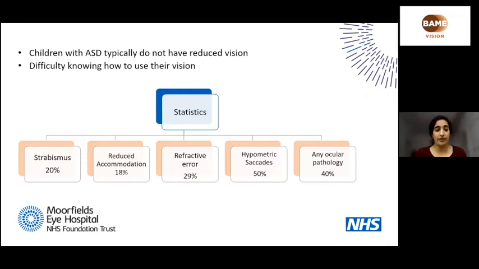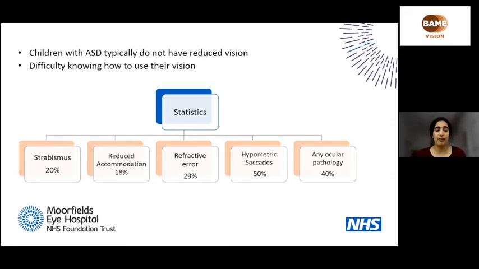And I've just got a few interesting statistics here. For the population of those with autism, it's been found that 20% would have a strabismus, and strabismus, for those who don't know, is when you have two eyes which are not aligned, so one eye is turning in an opposite direction to the other one, and so that can sometimes be significant in those with autism. But again, like I explained with reduced vision, it might be that that's not very different to the normal population.